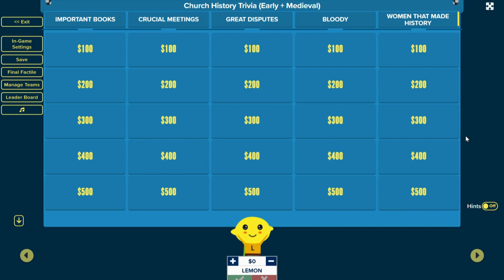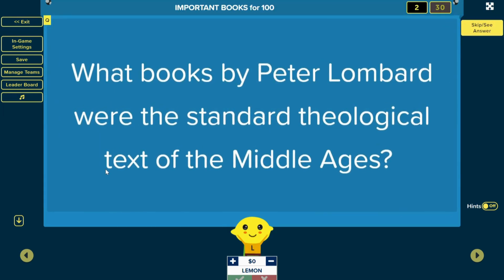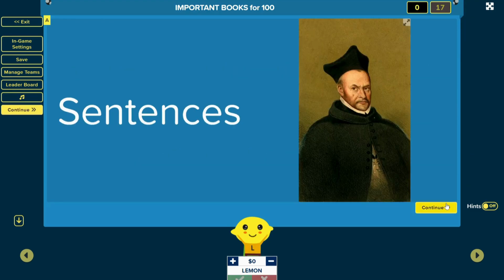But let's begin. So number 1, important books. What books by Peter Lombard were the standard theological texts of the Middle Ages? Remember, pause here and then answer, as I'll be revealing the answer pretty soon. Sentences.